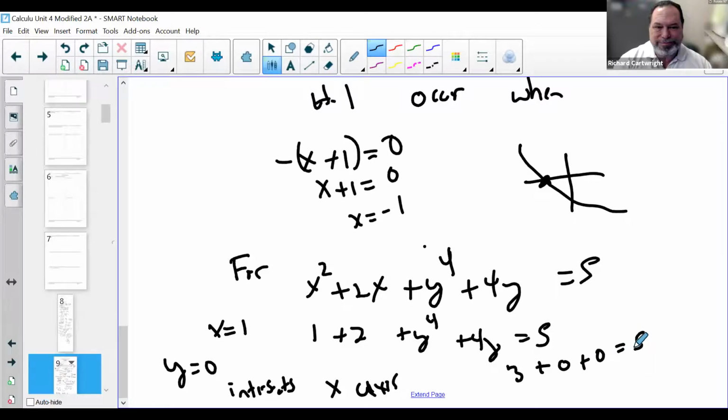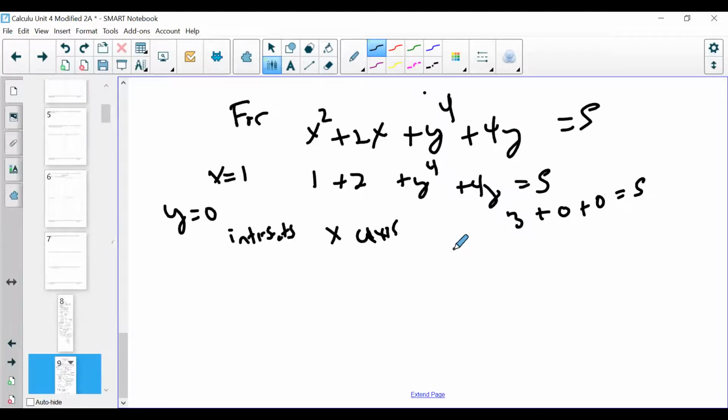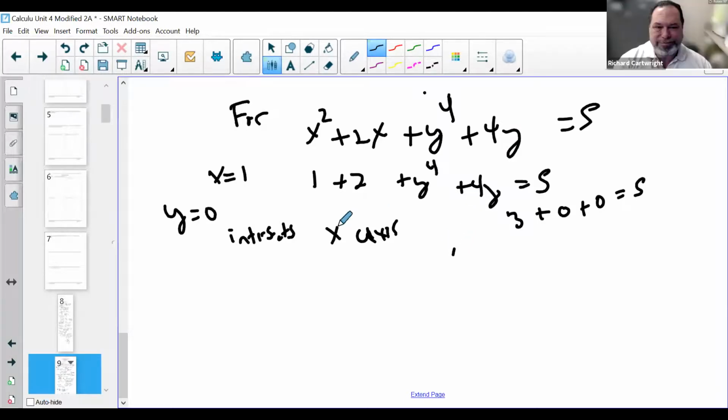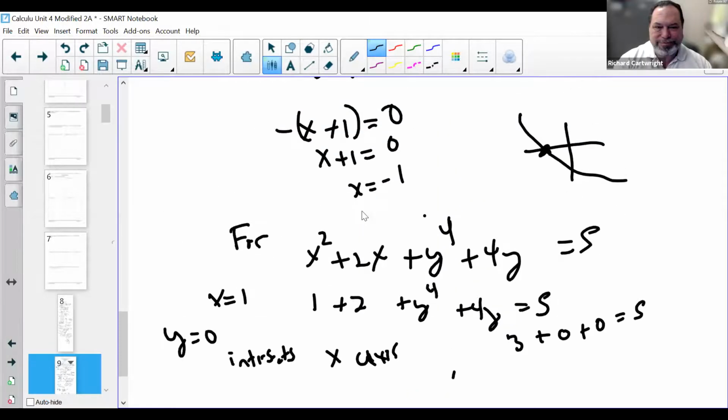Oh, wait a minute. What happened? Where did I make a mistake? Or what does this mean? Did you plug in x equals 1 right here? 1 squared plus, wasn't it negative? Negative 1? I don't know, was it? I thought that's what it was. I could be wrong. Oh, yeah, okay.